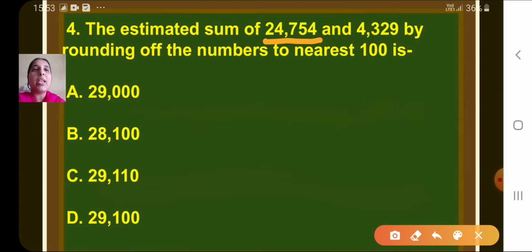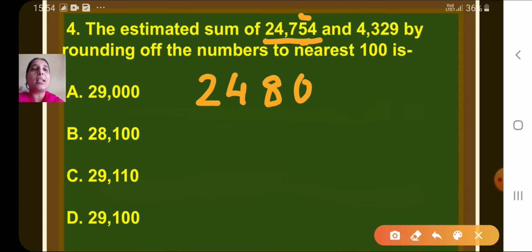To round it off to nearest 100, we have to look at the digit at the tens place. And what is the digit at the tens place? It's 5. So what will be the round off of 24,754? Can you tell me? Yes, it will be 24,800. Because the digit at the tens place is 5, we will add 1 to the digit at the hundreds place. What is the digit at the hundreds place? 7. So 7 plus 1, what do we get? 8. And we will put 0 at the tens and ones place.